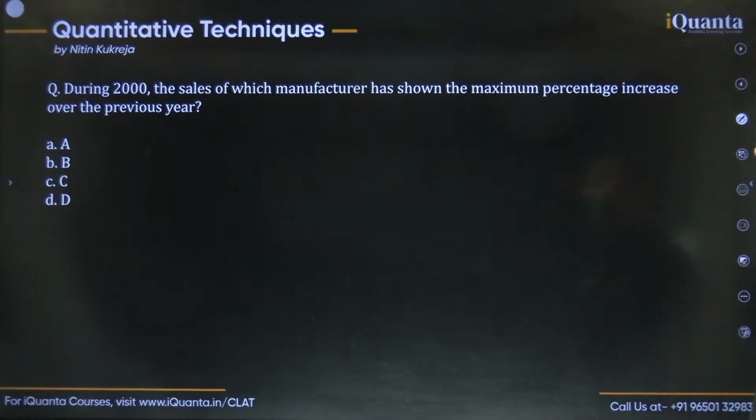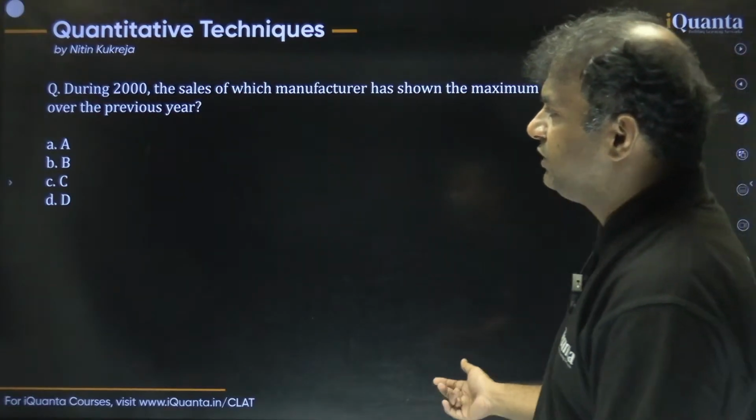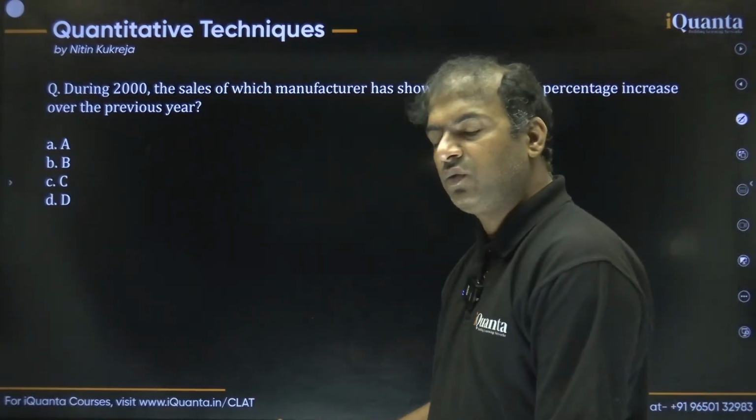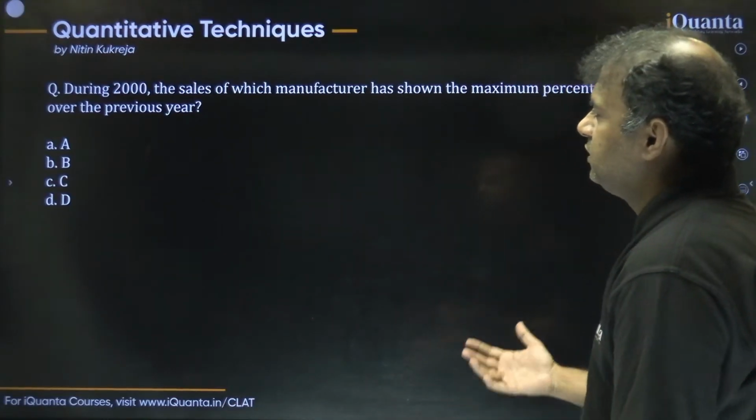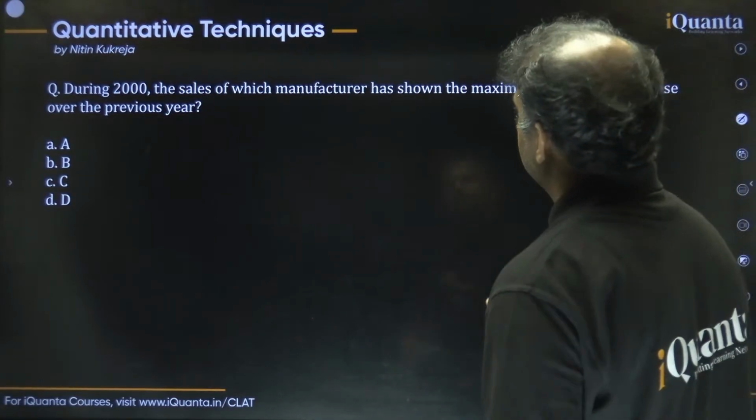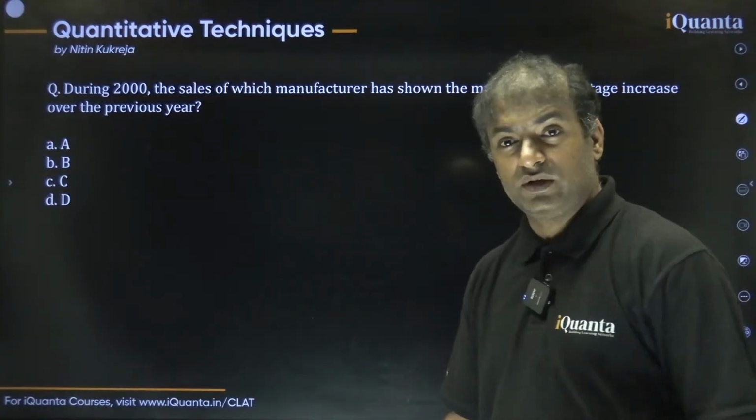Question number 3. It says what? During 2000, the sales of which manufacturer has shown the maximum percentage increase over the previous year? Okay, again a very good question based on percentages, right? They're asking that during 2000, the sales of which manufacturer has shown the maximum percentage increase over the previous year?